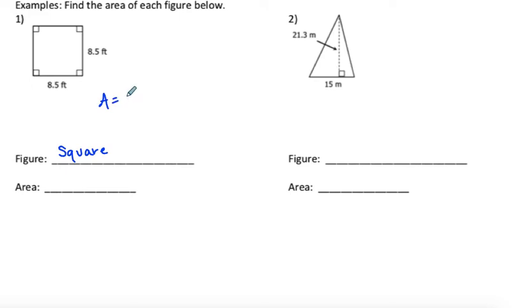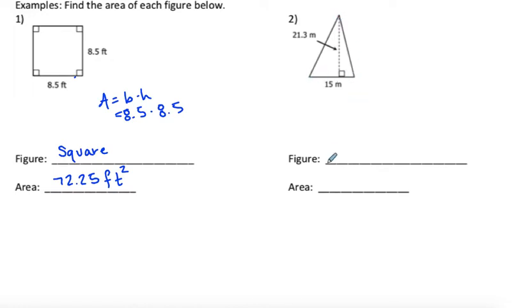To find the area, I'm going to take base times height, which is 8.5 times 8.5. When I multiply those together, I get 72.25. And my units here are not feet, but feet squared, because that means inside of them there are 72 little squares that would fill the surface of this square.